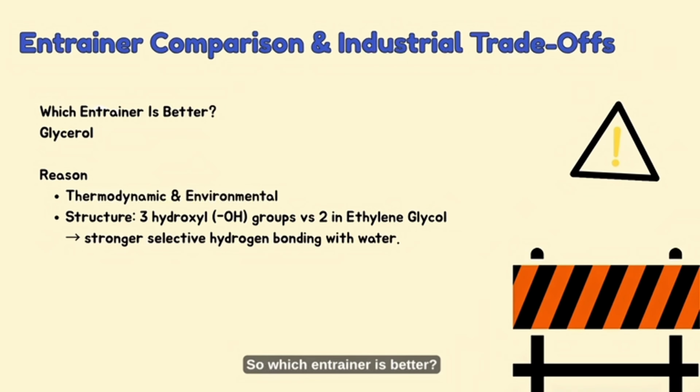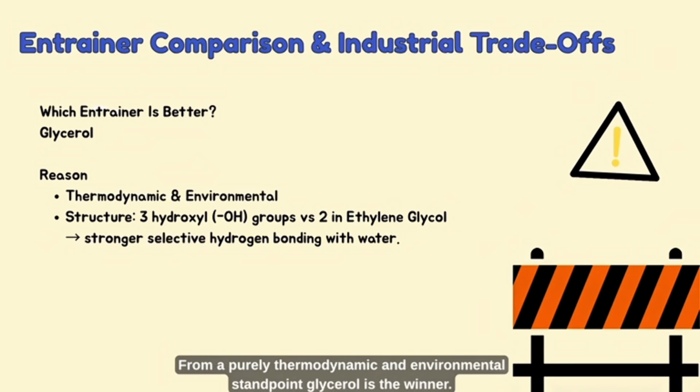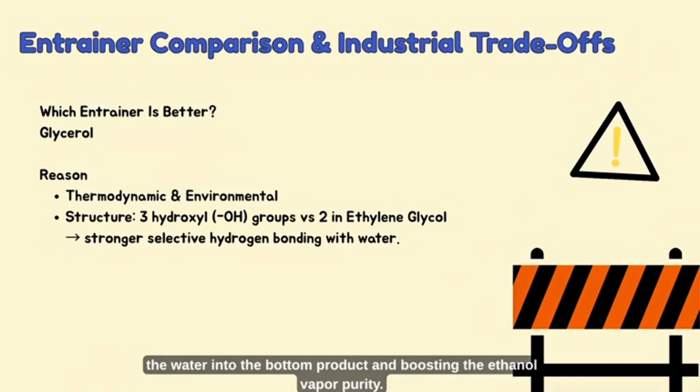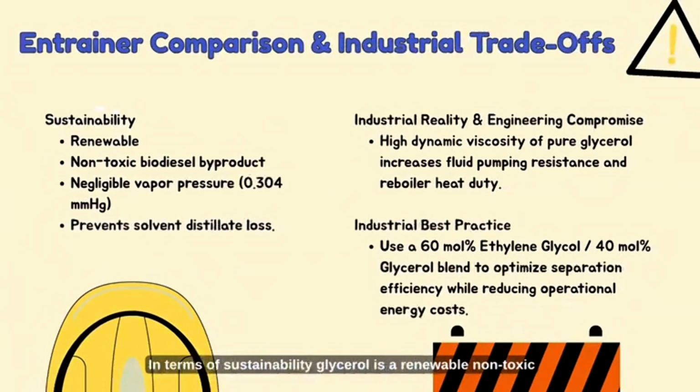So which entrainer is better? From a purely thermodynamic and environmental standpoint, glycerol is the winner. Based on the molecular structure, glycerol has 3 hydroxyl groups compared to ethylene glycol, and this allows glycerol to form a stronger selective hydrogen bond with water, which pulls the water into the bottom product and boosts the ethanol vapor purity. In terms of sustainability, glycerol is a renewable non-toxic byproduct of biodiesel, which has a negligible vapor pressure of 0.304 mmHg, meaning no solvent is lost in the distillate vapor.